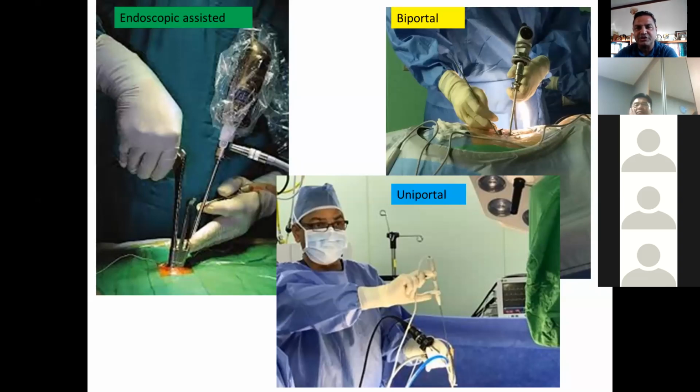In the uniportal system, we have only one working portal, so it's called uni. But in biportal, as you see in the picture, it has two portals. One is for the scope and the other for working. Whereas in uniportal, you have the scope and the working channel in the same scope. So it's uni and biportal according to the number of portals.